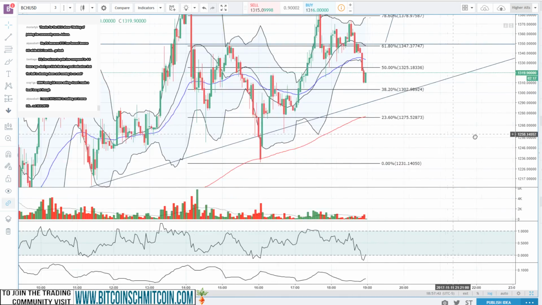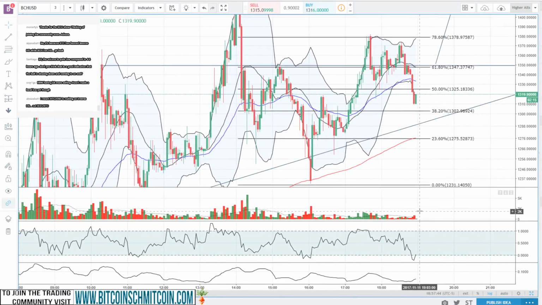Getting a little bit of buyback here. Not a whole lot of volume on it though. So maybe we'll see a reach down lower. We'll see.